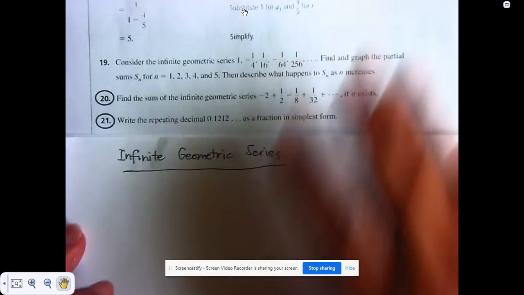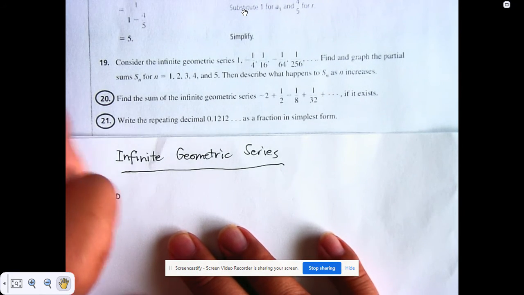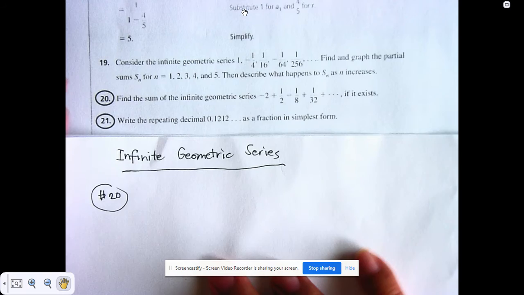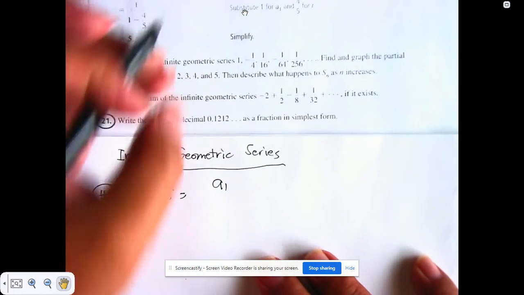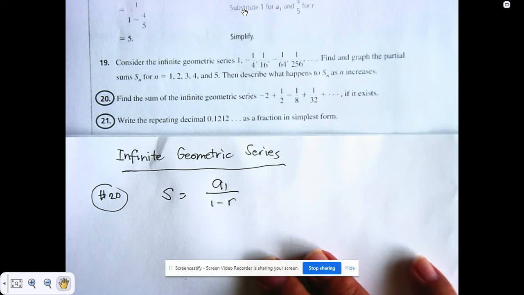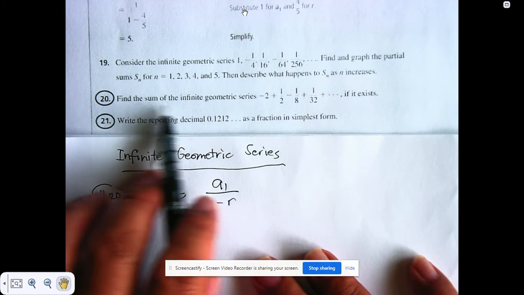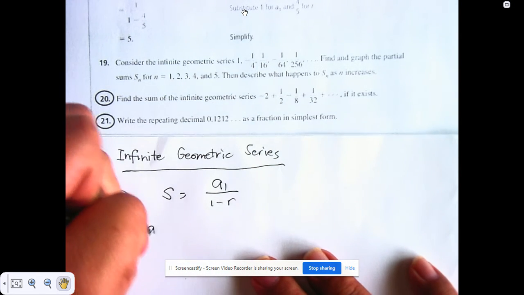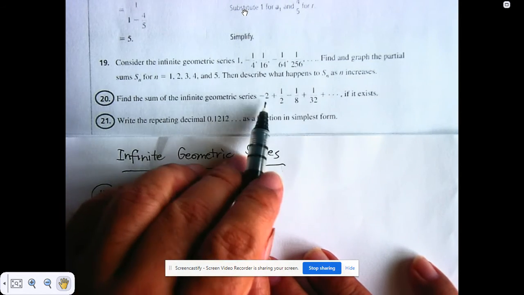I'm going to choose number 20. Find the sum of the infinite geometric series. The formula for the sum is S equals a sub 1 over 1 minus r. You just have to know what a sub 1 is and what r is. Looking at number 20, the first term is negative 2.